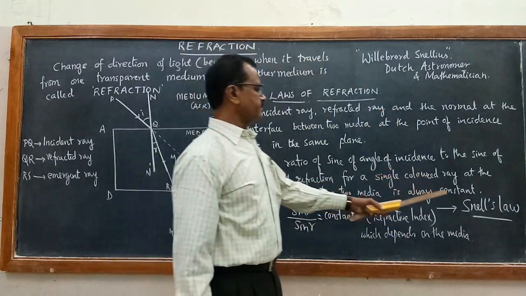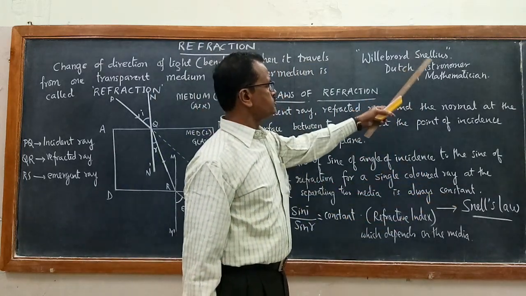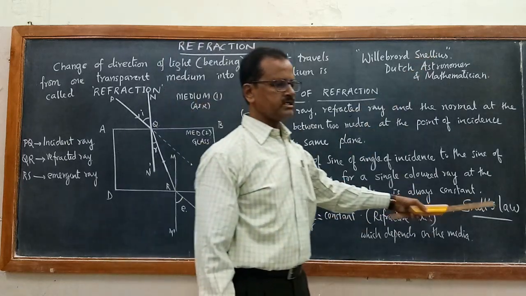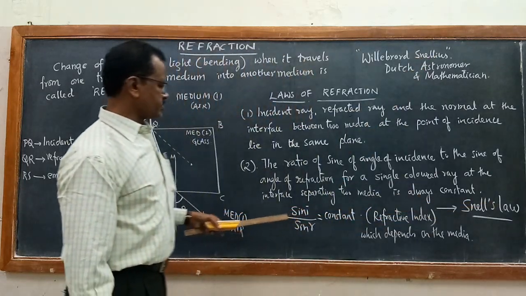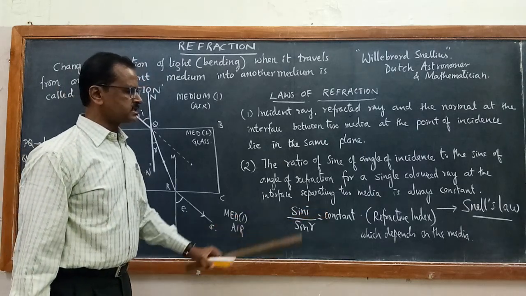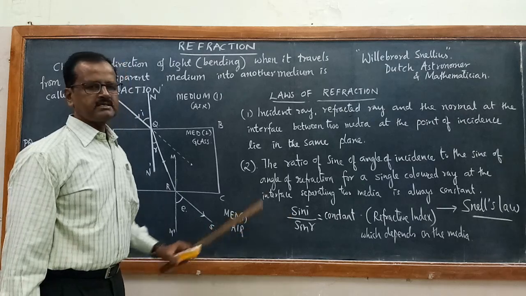So European English people made it short. Instead of calling it Snellius, it is taken as Snell. So this ratio of sin i to sin r, which is equal to the refractive index constant, is called Snell's law.